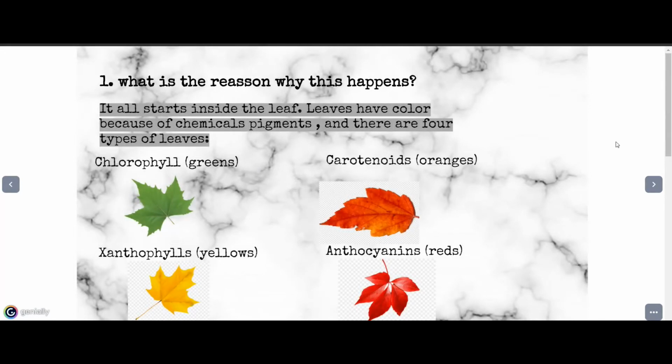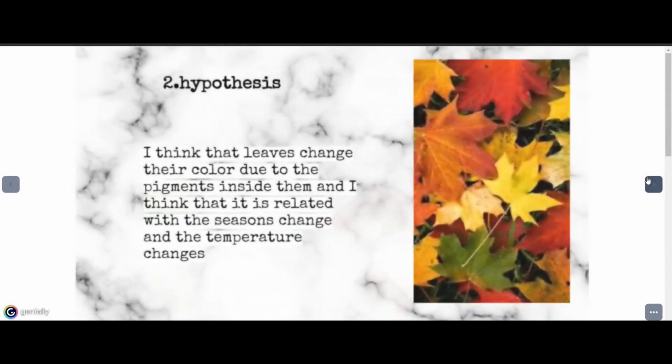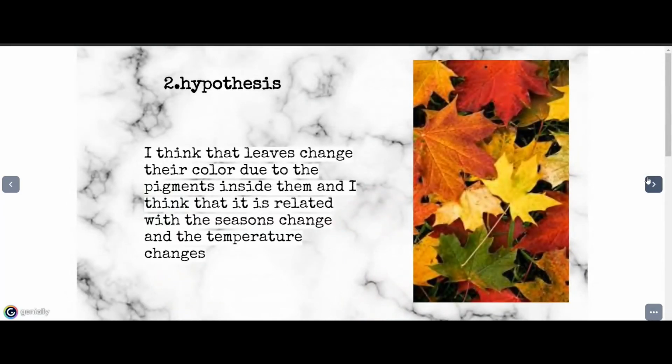Number 1. What is the reason why this happens? It all starts inside the leaf. Leaves have color because of chemical pigments, and there are 4 types of pigments. Green ones called chlorophyll, yellow ones called xanthophylls, orange ones called carotenoids, and red ones called anthocyanins.